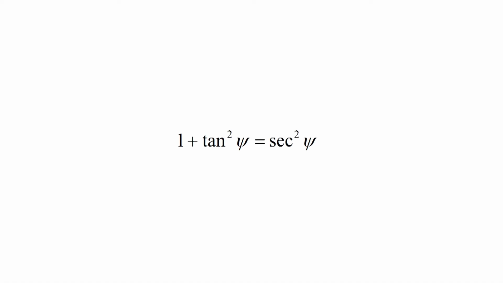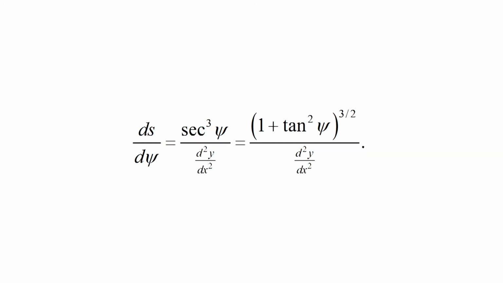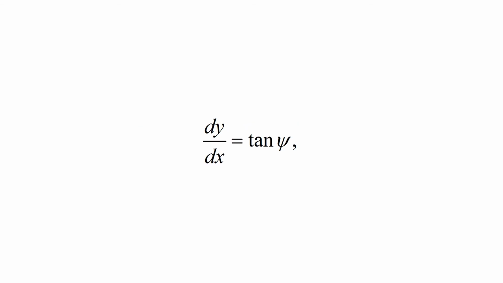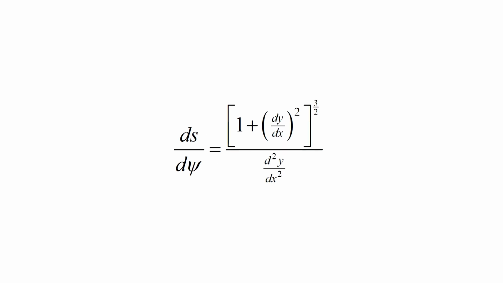Using the trigonometric identity 1 plus tan square psi is equal to sec square psi, we may write the above equation into the form ds by d psi is equal to sec cube psi by d square y by dx square, which is equal to (1 plus tan square psi) all raised to 3 by 2 all divided by d square y by dx square. Since dy by dx is equal to tan psi, the above can be written in the form ds by d psi is equal to (1 plus (dy by dx) all square) all raised to 3 by 2 all divided by d square y by dx square.